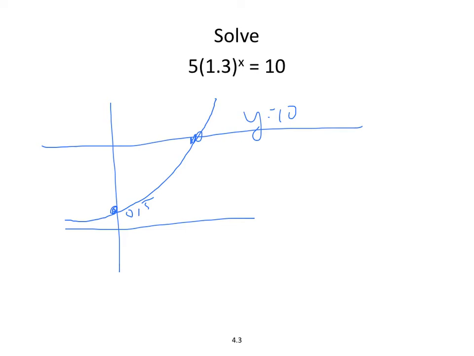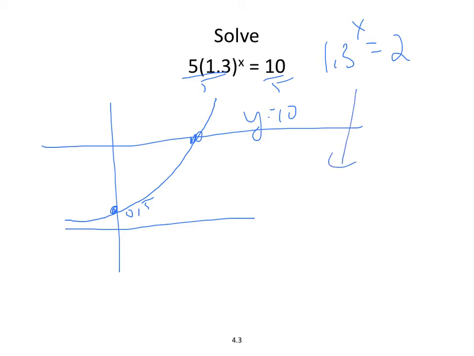It's not too bad. At least we won't be able to do it all without a calculator, but we can certainly set it up. I'm going to solve this for the base. So I'm going to divide both sides by 5. That gives me 1.3 raised to some power equals 2. And then we can rewrite it as a log expression. It wouldn't be wrong to do that.